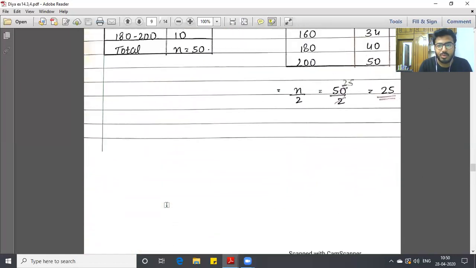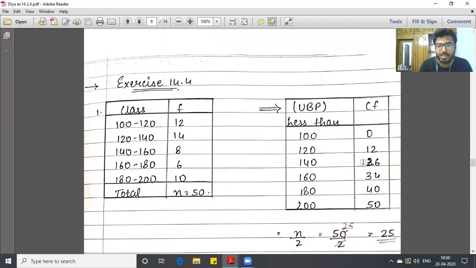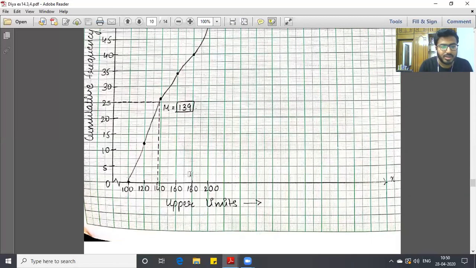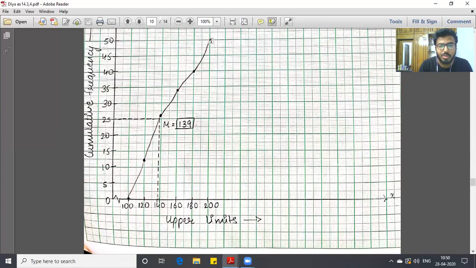What was the value against 120? 120 and 12. So 120 is here, and 12 will be between 10 and 15, so you mark 12 here. In the same way, accordingly, you mark the less than points here.